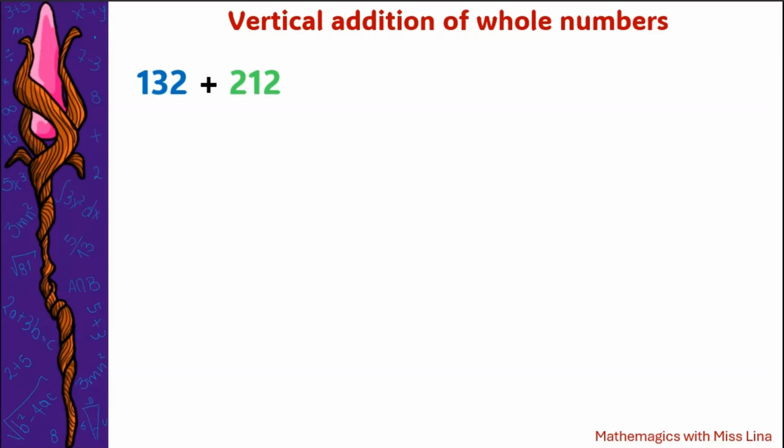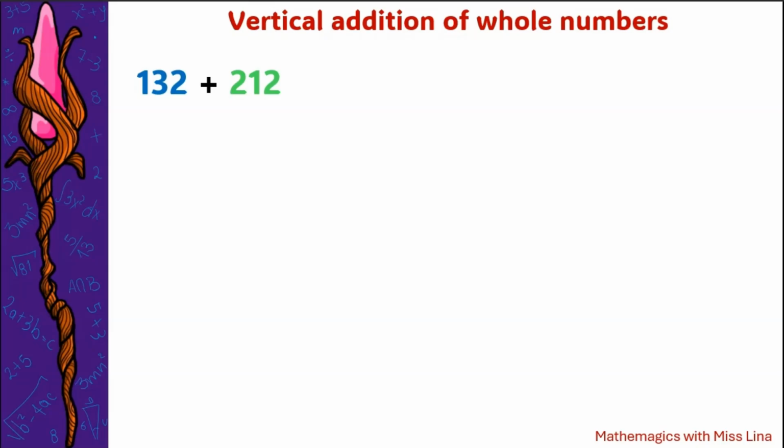In this video we are going to learn how to do vertical addition of whole numbers. First we're going to start with a conceptual explanation. We are going to use a representation of the numbers, and then we are going to learn how to do the vertical addition. So we are going to learn through an example. Let's say we want to add 132 plus 212. So the representation that we are going to use is using blocks.